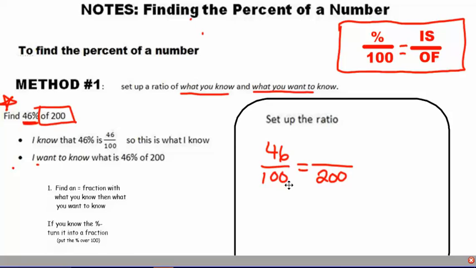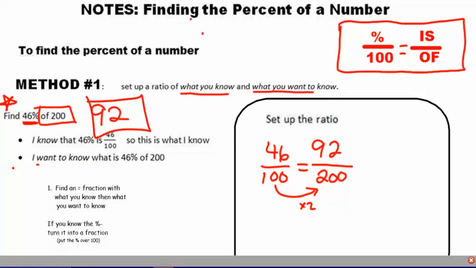So now it's just a ratio. So how did I go from 100 to 200? I just multiplied by 2. So if I multiply the top by 2, I get 92. So go back to your problem. 46% of 200 would be 92. That's my answer. Okay? All right, so let's go to the next page.